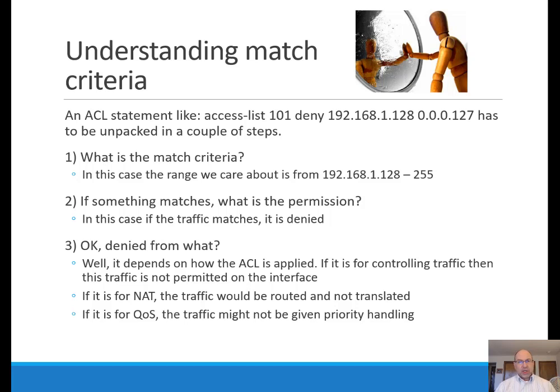But if it's used in conjunction with network address translation, then the traffic would probably be routed instead of translated. If it's quality of service, this particular traffic or flow might not receive precedence or priority handling. So you can see that it really depends on how the access list is applied that determines what actually ends up happening.